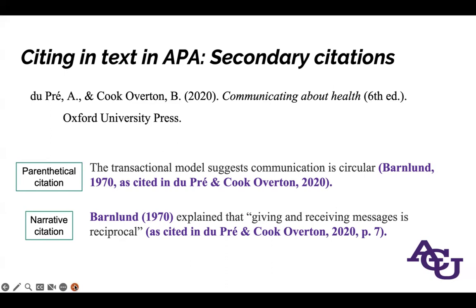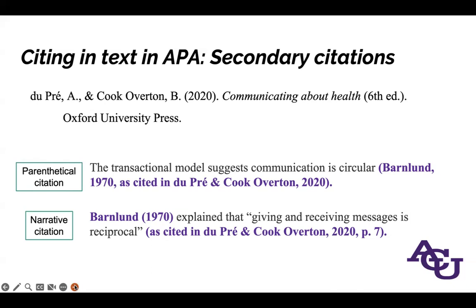When we create a secondary citation, we need to name both the original author and the author whose work you read. So in my top example, I've cited Barnland, comma, 1970, comma, as cited in Dupre and Cook-Overton, comma, 2020. Barnland 1970 is the original source. And the way I can figure out that they're citing Barnland 1970 is to check the citation right in the Dupre and Cook-Overton text. So after I put Barnland, comma, 1970, I put the words as cited in. Then last, I put the information for the source that I actually read, Dupre and Cook-Overton, comma, 2020.